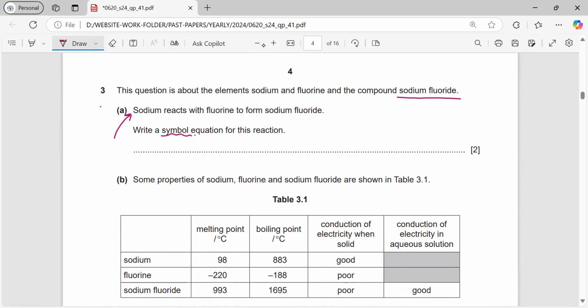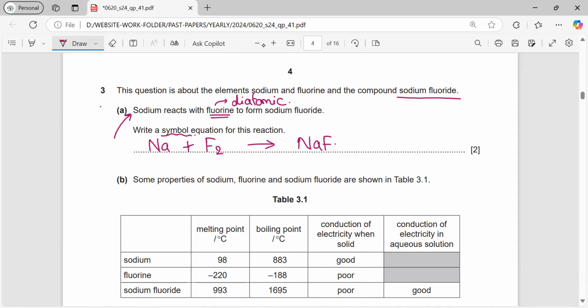The sodium is Na plus fluorine. As for the fluorine, it's a halogen, and the halogens always exist as diatomic molecules. So we'll write F2 here. Na plus F2 gives NaF.